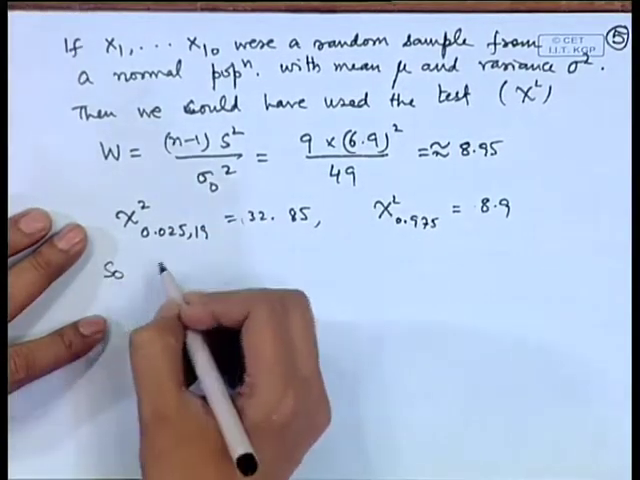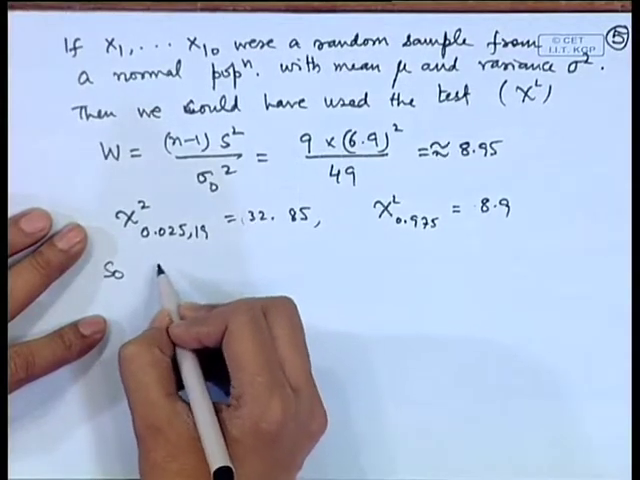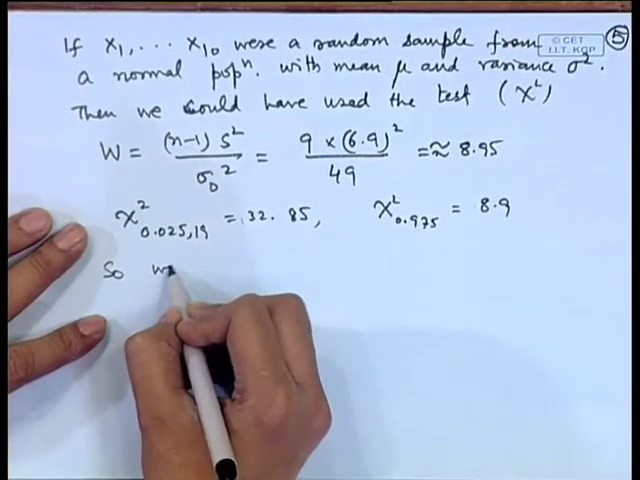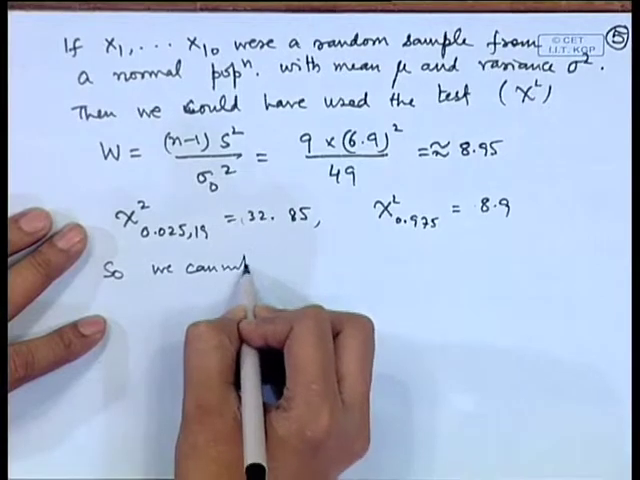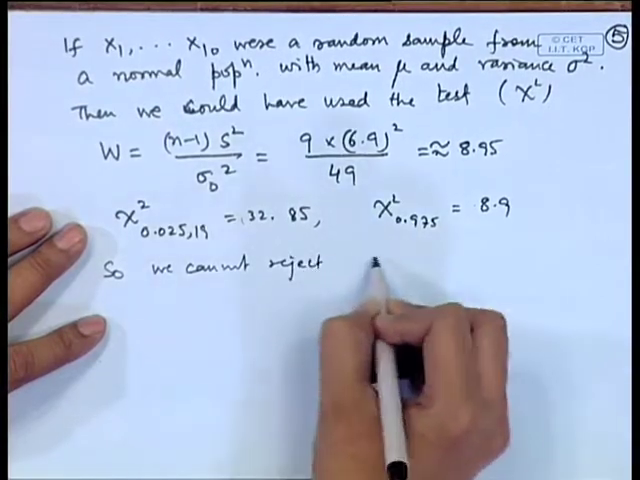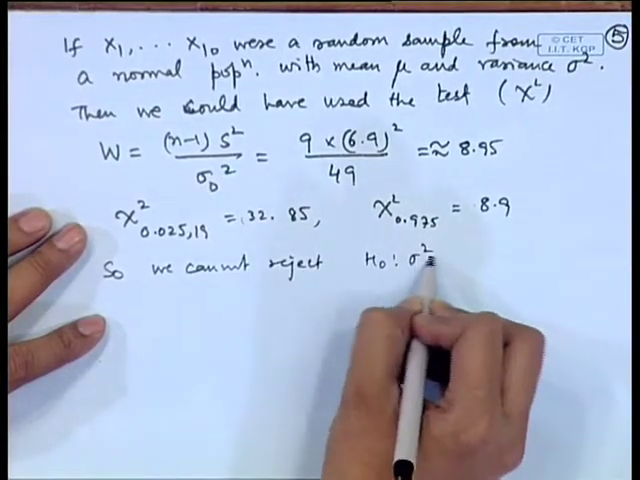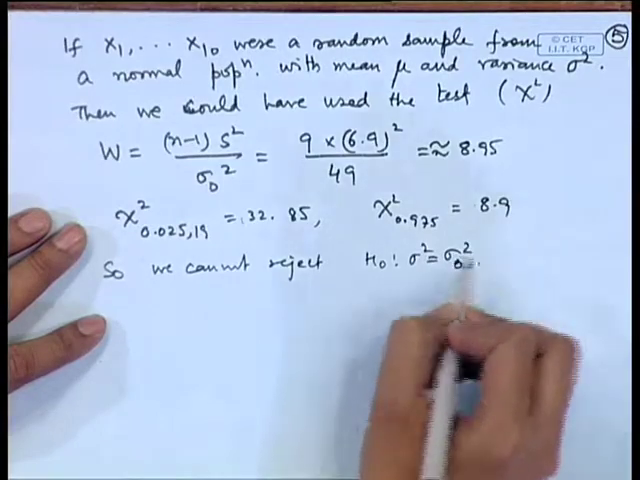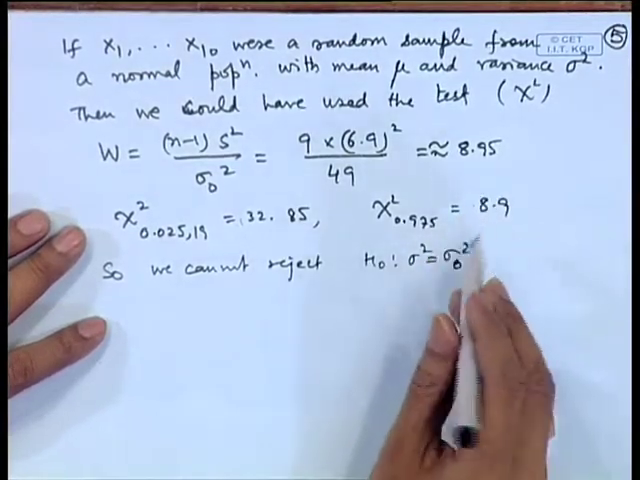So, we cannot reject the hypothesis sigma square is equal to sigma naught square here also. The main point which I was trying to make here is that the hypothesis of equality cannot be rejected under any alternative.